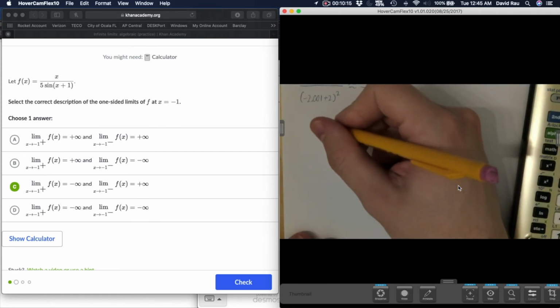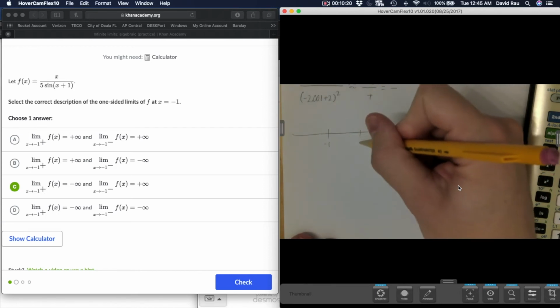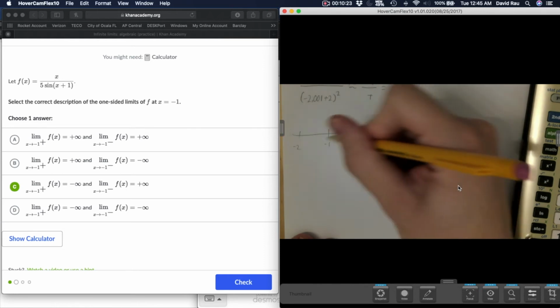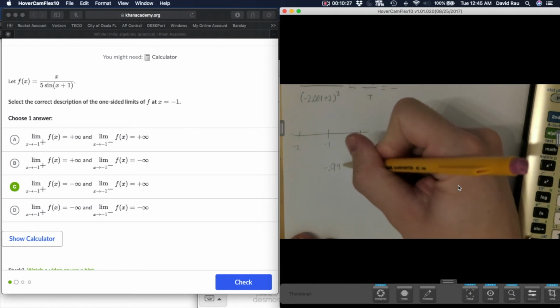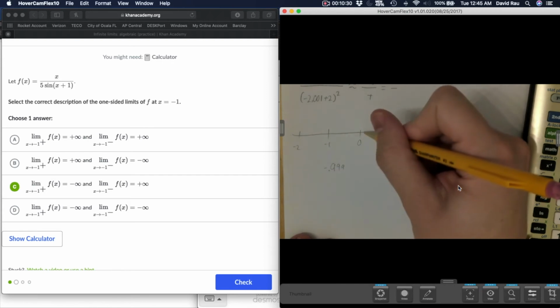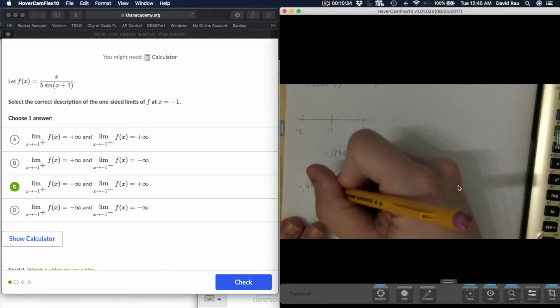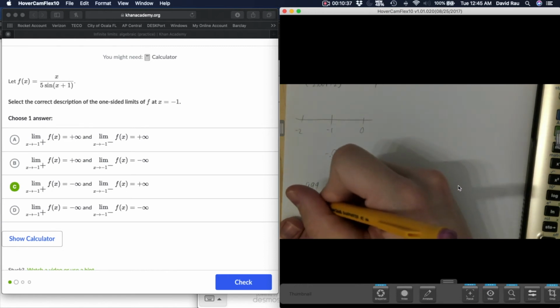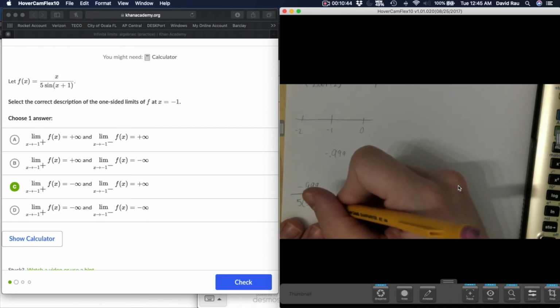So again, the same thing. If I approach negative 1 from the right, I'm going to be like negative 0.99999. I'm almost negative 1, but I'm closer to 0. So what do I get when I plug that in? Well, I get negative 0.99999 over 5 times sine of negative 0.99999 plus 1, which is actually just 0.001.